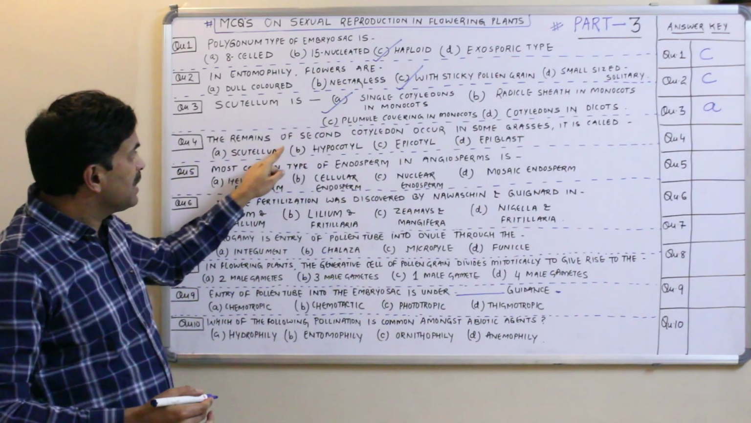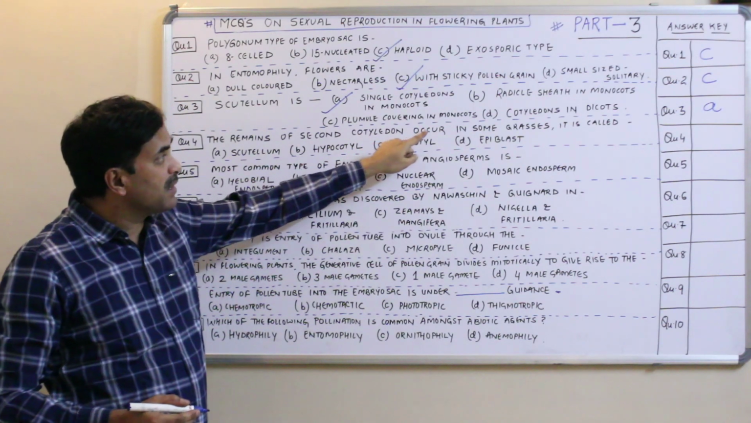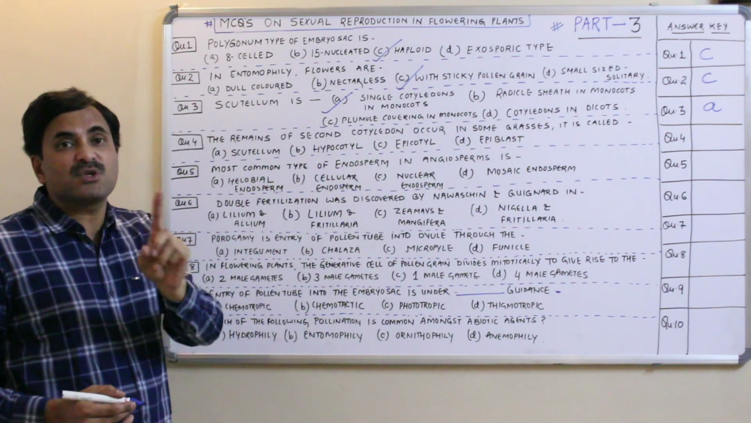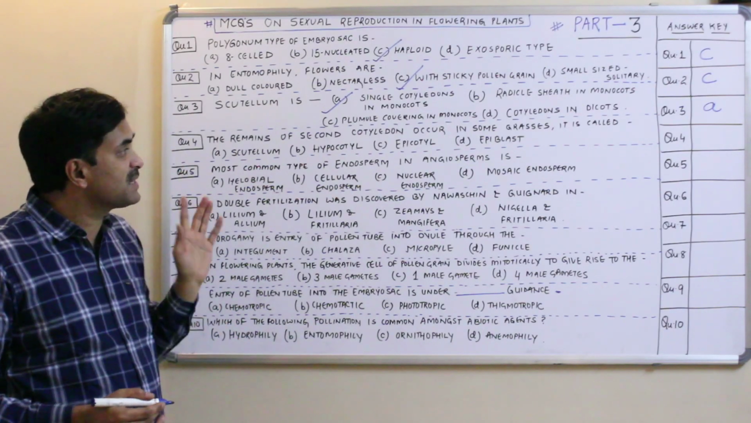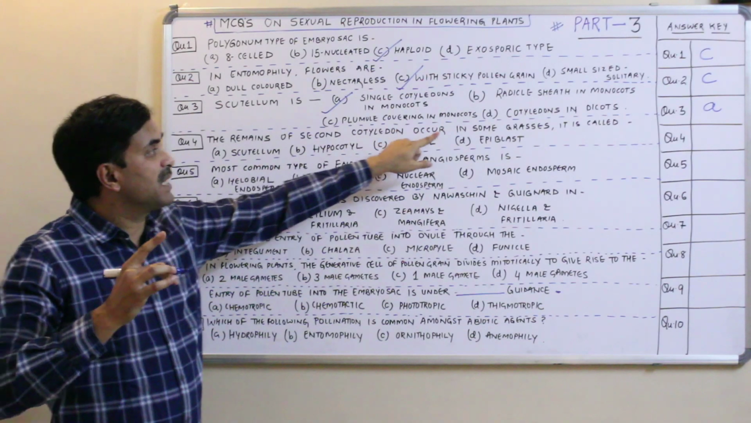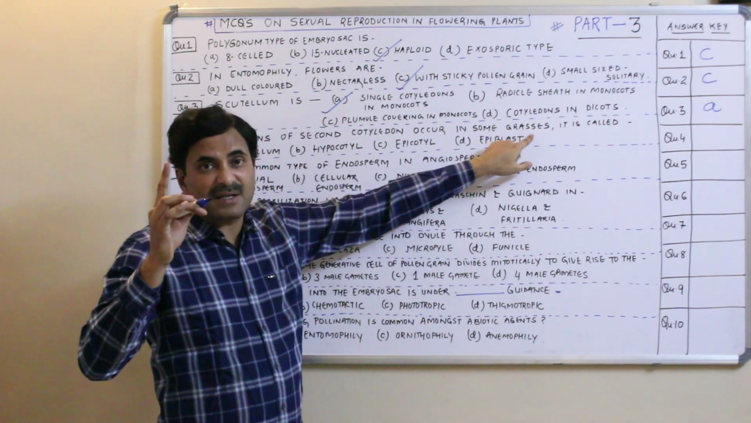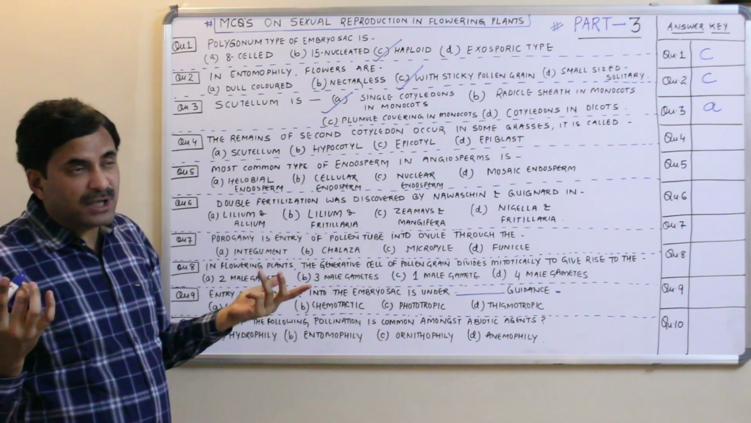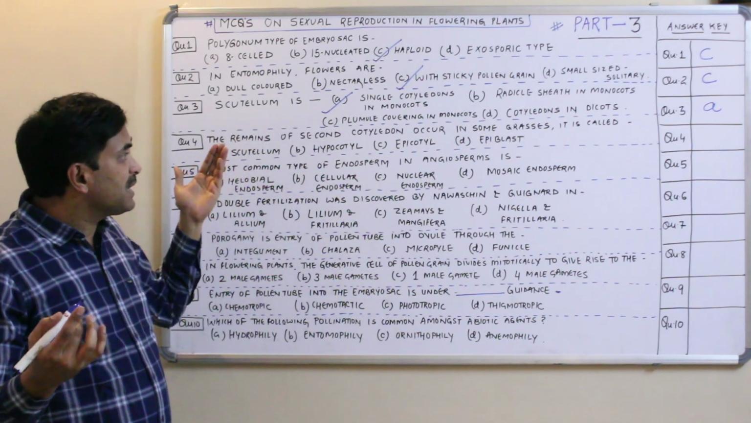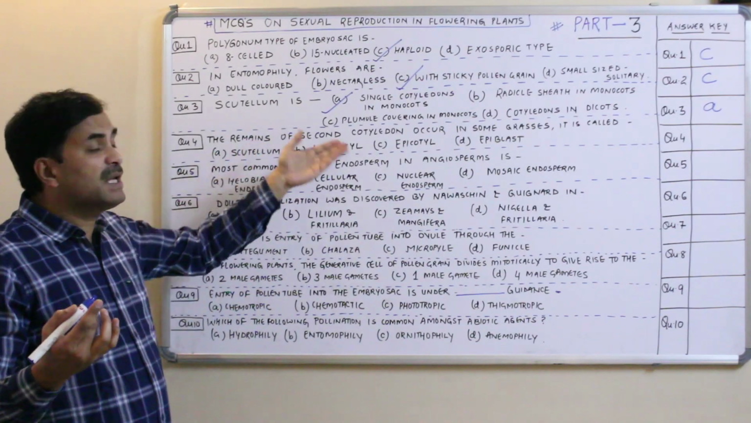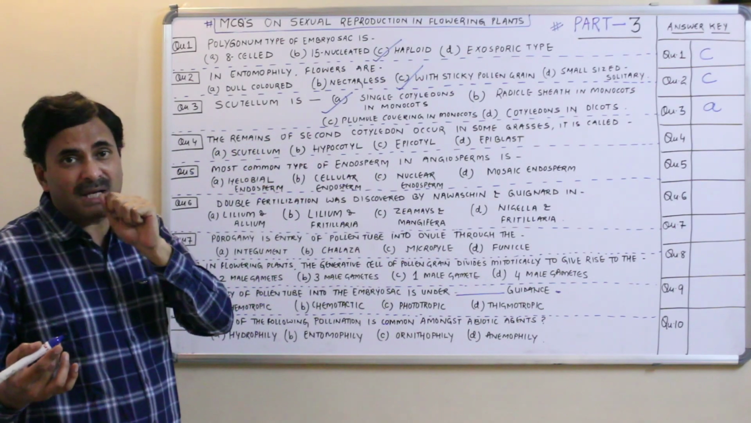Fourth question. The remains of second cotyledon occurring in some grasses is, it is very important. Many students are not having the information about this question. The remains of second cotyledon. See, in some grasses, we know very well that grass is a monocot and monocots will be having a single cotyledon which is called as the scutellum. But it has been seen that in some grasses, the remains of the second cotyledon are present.